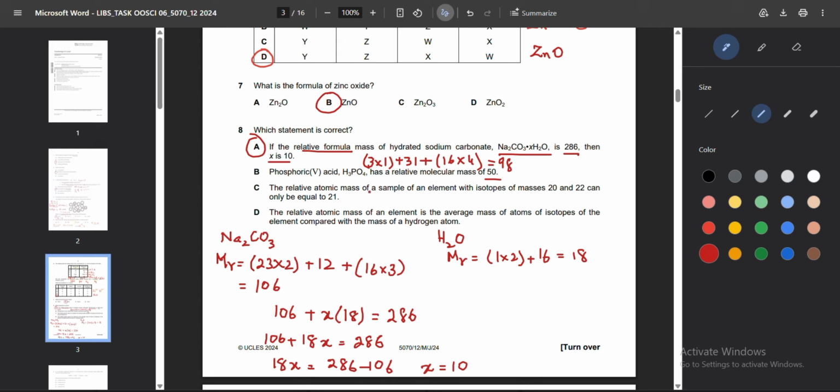The relative atomic mass of a sample of an element with atomic masses 20 and 22 can be 21. They have not given us any abundances, so we cannot predict its relative atomic mass.